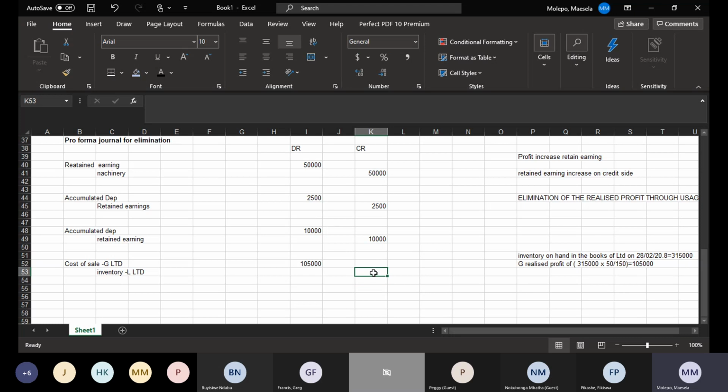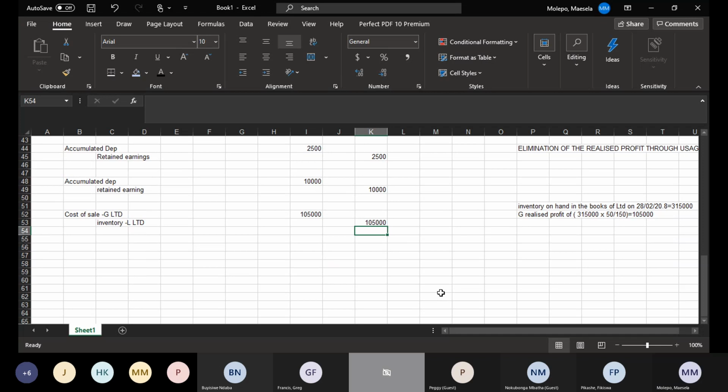And then the inventory, we as L Limited, we are sitting with inventory of 315 at the end of the year because we didn't sell the inventory. So inventory increased by an amount of 315. But because it's not yet sold and there is a profit realized by G Limited, we have to deduct that profit in the value of the inventory. Out of that 315, we have to deduct the 105 as a profit. We'll realize it later in the following year when the inventory will be sold to the individual outside the group. So since we're gonna deduct this profit, it means our inventory is gonna decrease by 105. So since the inventory is decreasing by 105, we have to record it on the credit side of our journal.